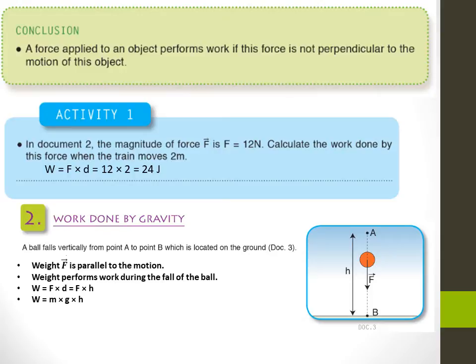Work is equal to the magnitude of the force times the distance. In this case, the distance is equal to the height. Work is equal to the magnitude of the weight times the height. We already know that the magnitude of the weight is equal to mass times gravity. So work is equal to mass times gravity times height.